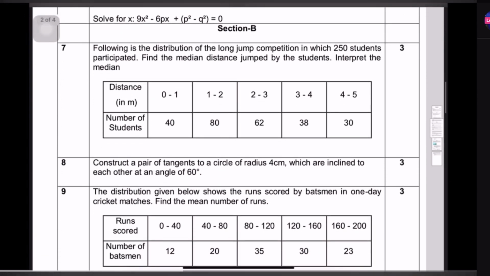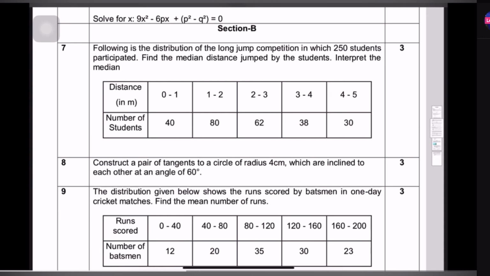So going into Section B, 7th one: following is the distribution of the long jump competition in which 250 students participated. Find the median distance jumped by the students. Interpret the median. So distance in meters is given as 0 to 1, 1 to 2, 2 to 3, 3 to 4, 4 to 5. Number of students is 40, 80, 62, 38 and 30.